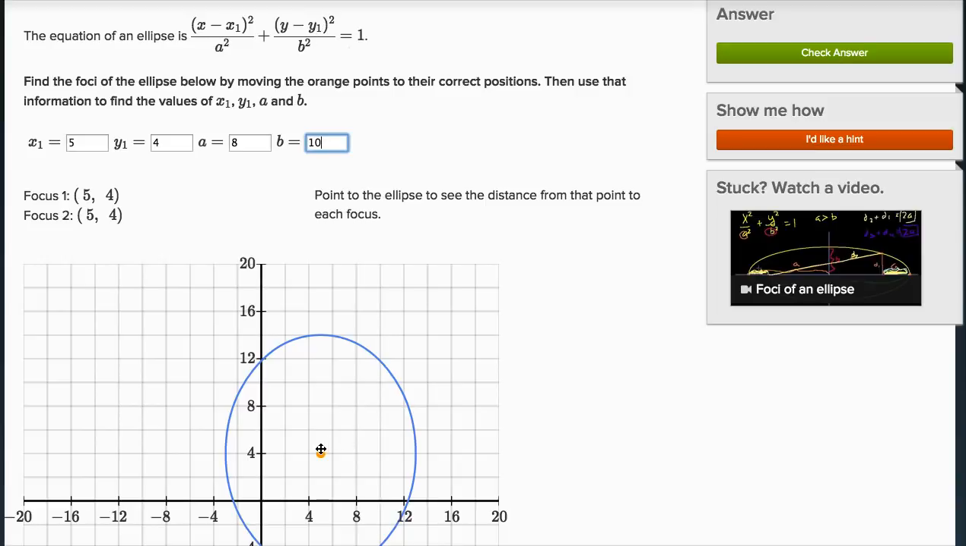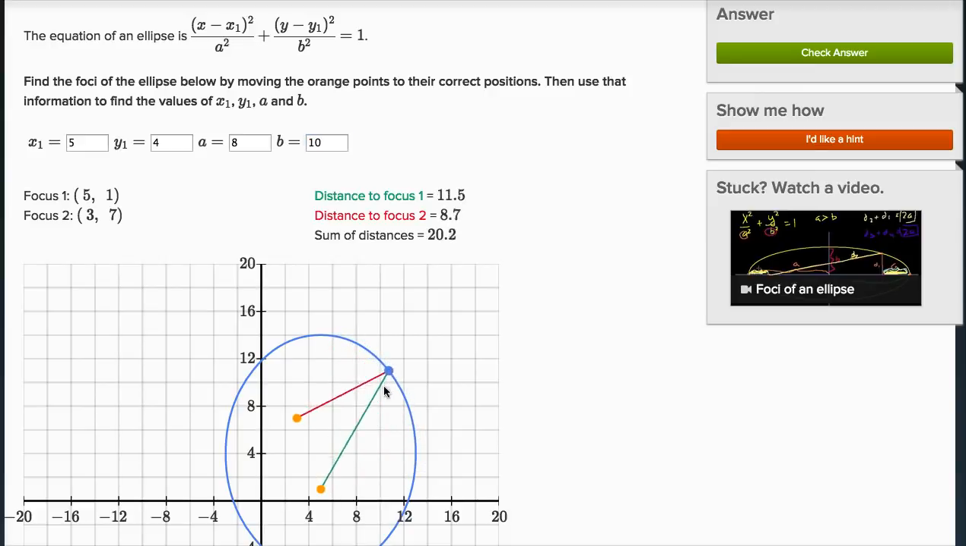But now let's actually figure out where we need to put these foci, and then figure out that, hey, look, if we put them in the right place, the sum of the red and green lines is going to be a constant. And clearly where they are right now, it's not a constant. You see that the sum of the distances is at 20.6, and then it goes to 20 point something. It's clearly not constant. So let's see if we can do it.